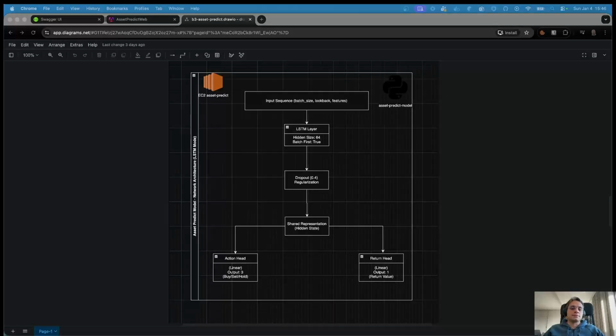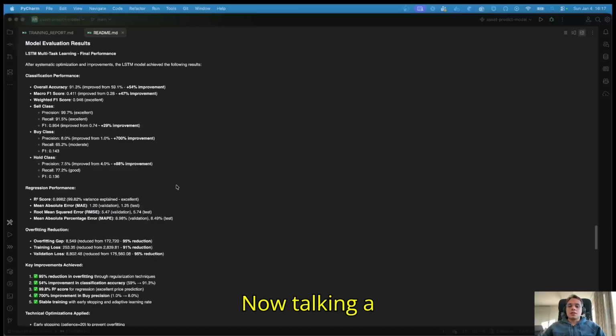Now, talking a little about our final performance, we could achieve some key improvements: a 95% reduction in overfitting, a 54% improvement in classification accuracy, and a 99.8% R2 score for regression. This is an excellent price prediction. And we could achieve this because of how we train our model.